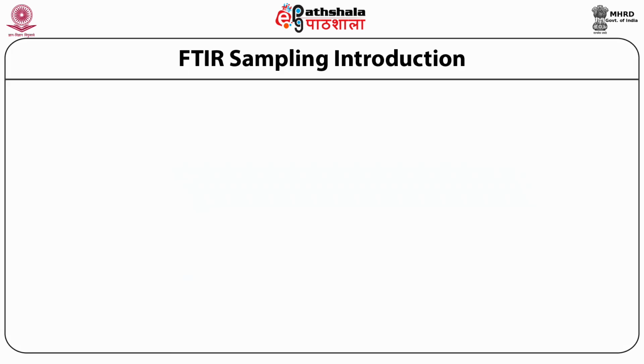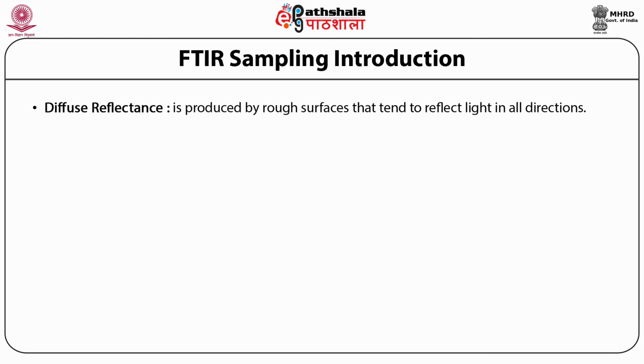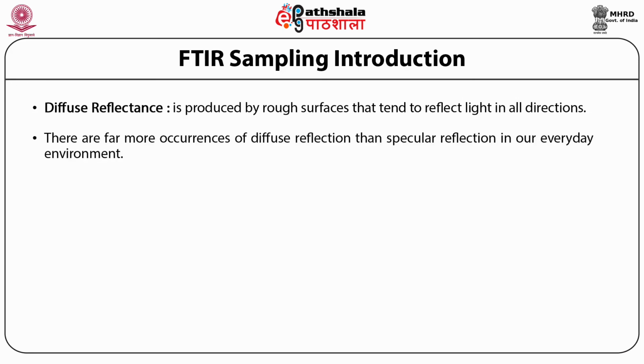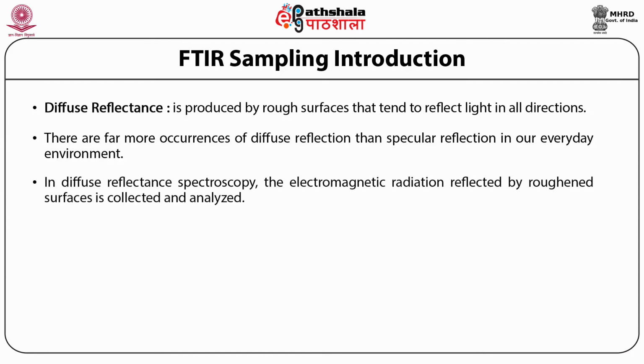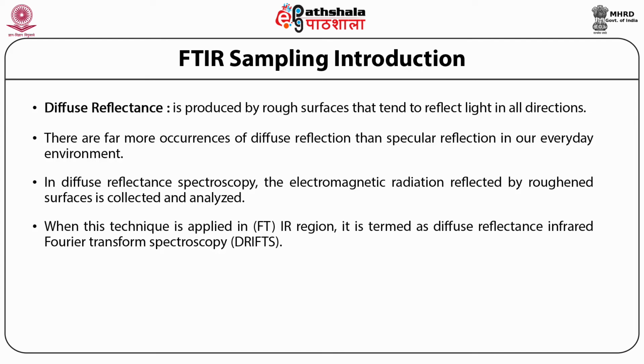surface. So let us now discuss the diffuse reflectance, which is produced by rough surfaces that tend to reflect the light in all the directions. So there are far more occurrences of diffuse reflection than specular reflection in our everyday environment. So students, in diffuse reflectance spectroscopy, the electromagnetic radiation reflected by roughened surfaces is collected and then analyzed. When this technique is applied in FTIR regions, it is termed as diffuse reflectance infrared Fourier transform spectroscopy or DRIFTS.